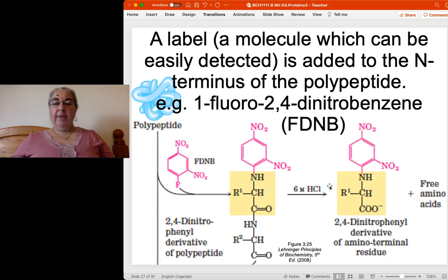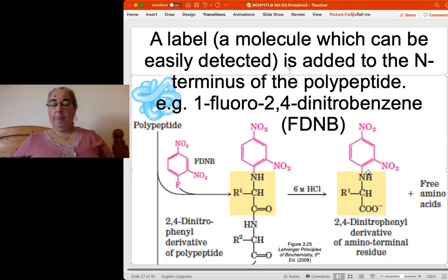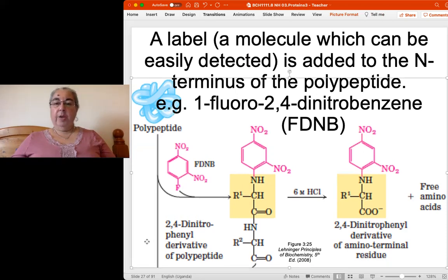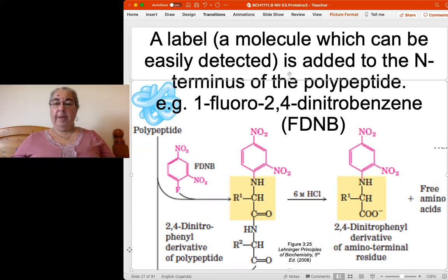So now we can carry out hydrolysis again, with 6 molar hydrogen chloride, but this time we find that one amino acid has the label attached to it and all the other amino acids don't have the label. Okay, so by using this, we can find out which amino acid is the N-terminal amino acid. Similarly, but differently, we can also find the C-terminal amino acid.